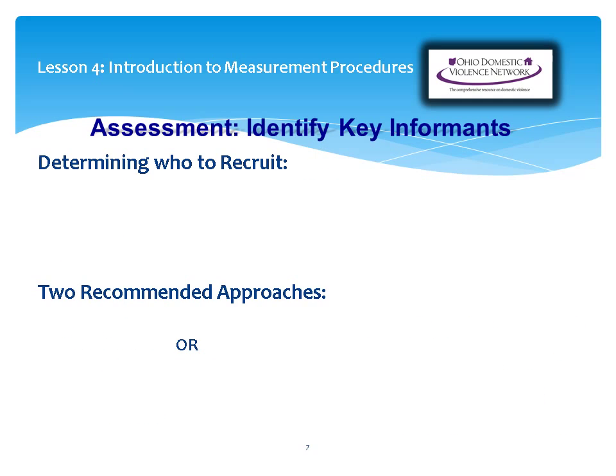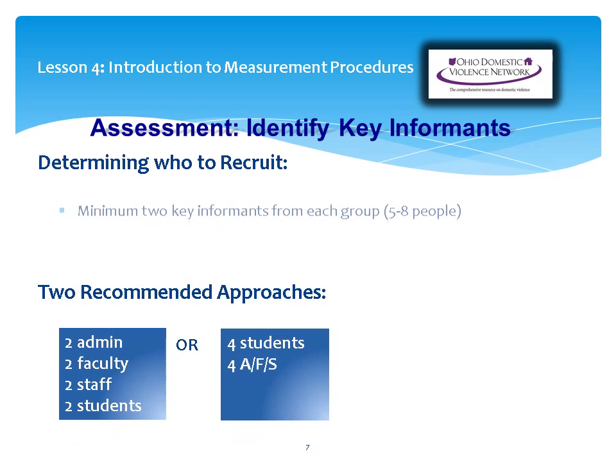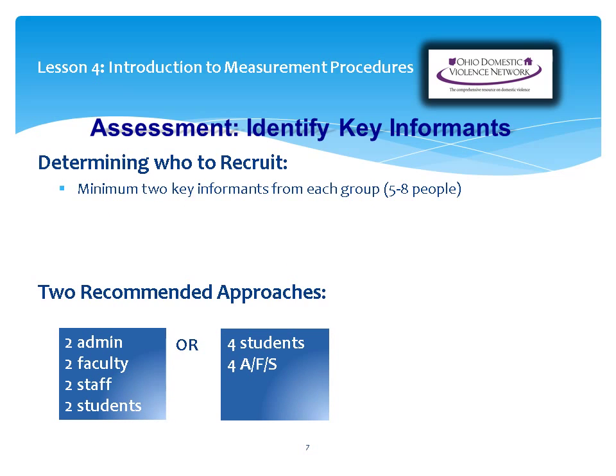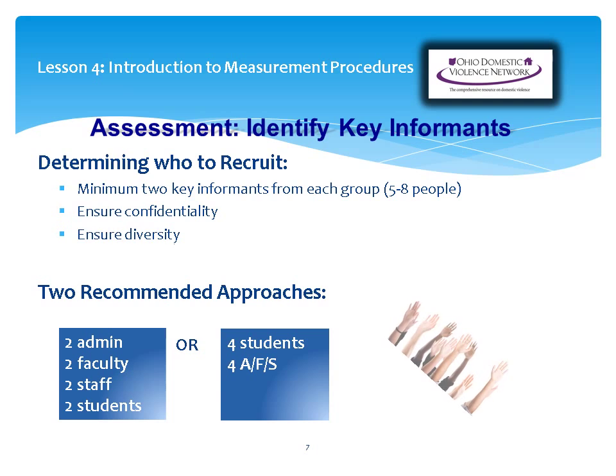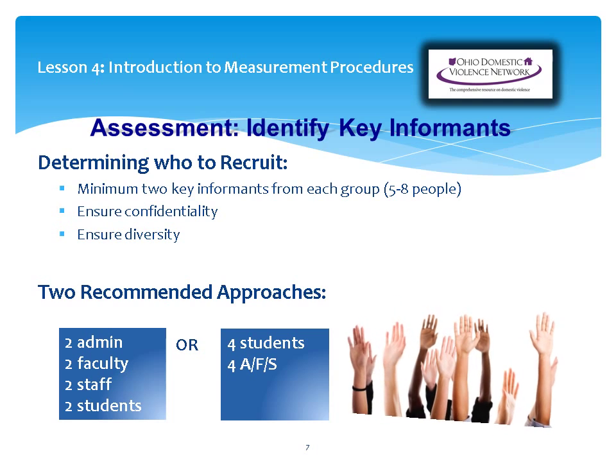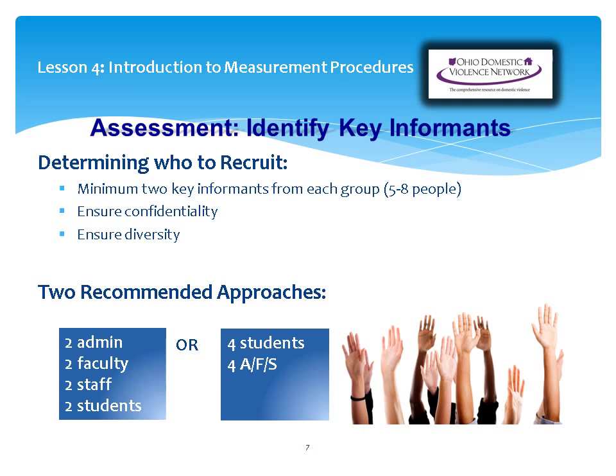While determining who to recruit, avoid potential identifiers by requesting more than 1 member from each group of administrators, faculty, staff, and students. A key aspect of the interview process is to ensure confidentiality and anonymity. Also, consider the cultural context of your campus and strive to make sure that the populations within your community are equally represented by who you select for interviewing.